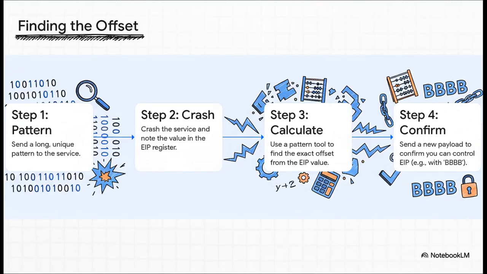Okay, finding the offset. This is your first huge win. And these 4 steps, they are non-negotiable. You send your unique pattern, you crash the service, and you look at what's in the EIP register. That's the instruction pointer telling the program where to go next. Then you use a tool to find the exact length needed, and this is so critical, you confirm you have control by overwriting it with something obvious, like 4Bs. Seriously, skipping that confirmation step is just asking for a headache later.